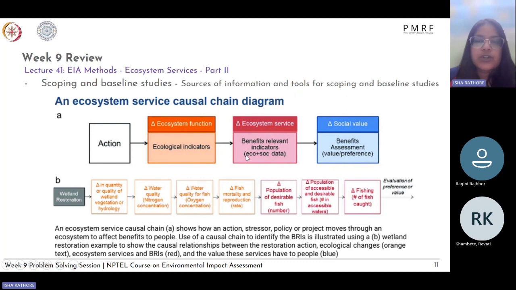This can be ecological or social data, and it can also impact a social value, so benefits assessment, value or preference. So how an action, policy, or project affects the different stakeholders was also discussed in this lecture particularly.